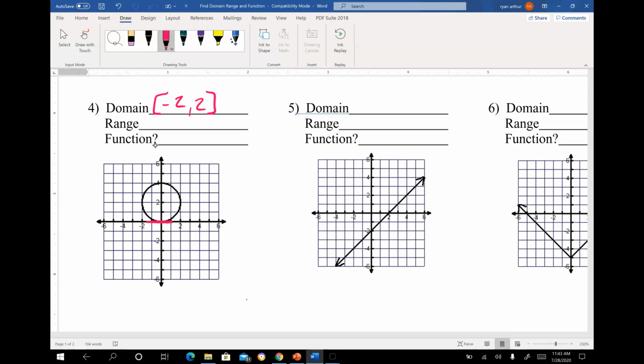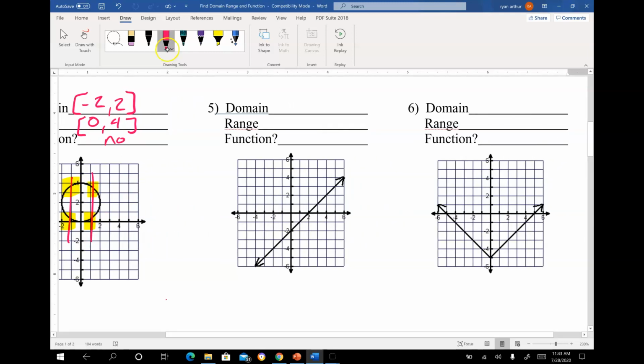Now, your range is how low does it go? Well, it's sitting on that x-axis, so that is your 0 point. And then it is as tall as +4. There are no open dots, so it is a bracket and a bracket. Now, is this a function? Let's do the vertical line test. See how it hits the vertical line at 2 spots each time you do it? So that means this is not a function.